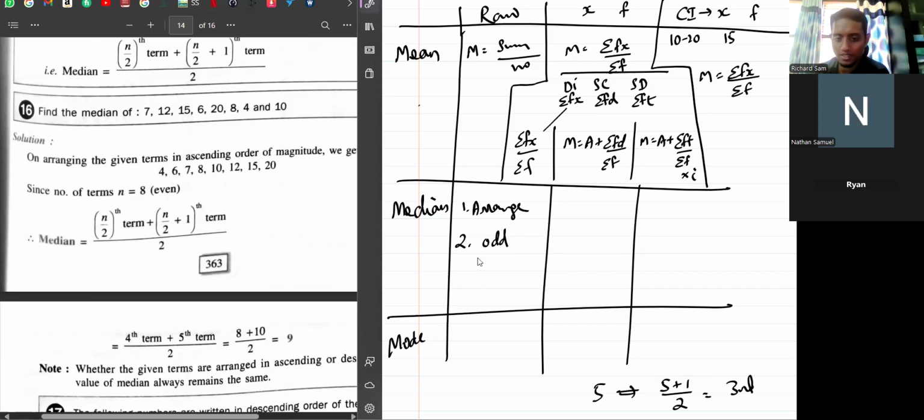Okay. Next, sometimes there could be even number of values. If there's even number of values, for example, 4 of you. Who's the median now?